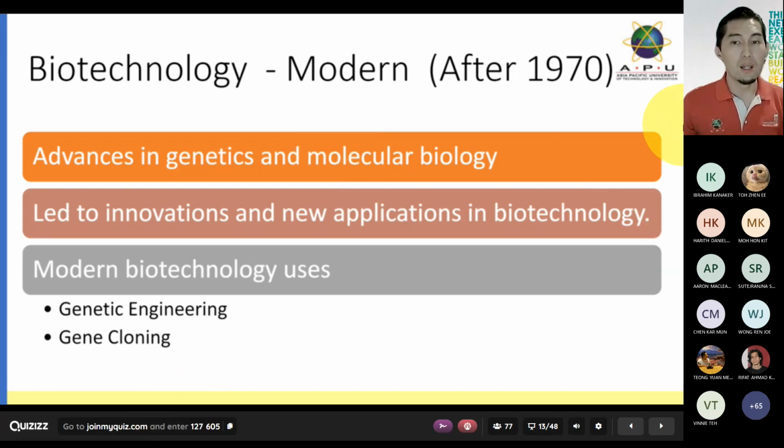All right. Now, since areas of genetics and molecular biology were gone into, there have been a lot of creations out of this. Yeah, they led to a lot of innovations. There are a lot of newer applications that have come into play. On the other hand, as you can see, more modern biotechnology uses genetic engineering as well as gene cloning. So cloning, I think someone highlighted the word Dolly earlier, and that's very popular because it's one of the first living beings that were cloned back then, and that's why Dolly the sheep was highlighted by someone in the chat.